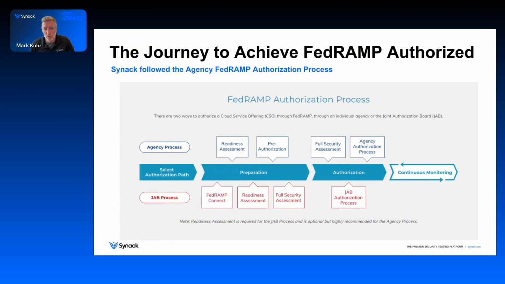The full security assessment and agency authorization process is part of the authorization step, and that involves bringing in a third party to assess whether you're actually adhering to the controls that you say you're adhering to. And this is an independent process that involves a third party to come in and do a penetration test and an assessment process. Out of that, they will determine whether you can pass or fail.